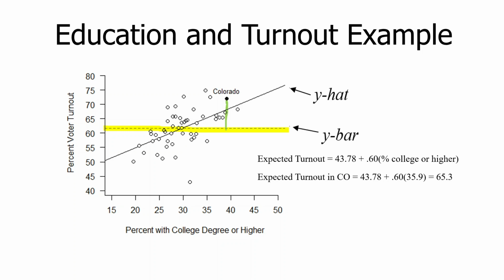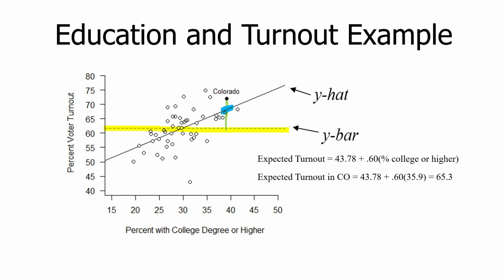So for Colorado, the estimated turnout would be, just plug the percentage of college graduates in there, 43.78 plus 0.60 times 35.9. Where did the 35.9 come from? Well, that is the percentage of Colorado residents with a college degree or higher. So we plug this value in, and we get an estimated value for the turnout in Colorado of 65.3.